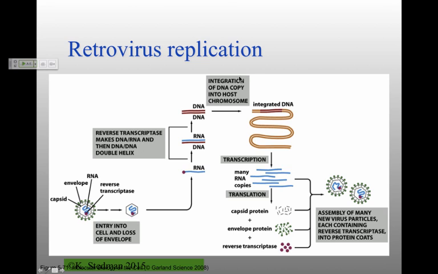This DNA now will get integrated into the host chromosome in a pretty random manner. Again, not dissimilar to these DNA-only transposons that are jumping around. And then this integrated DNA gets transcribed into RNA. That RNA encodes the proteins that then put the virus together, and the virus goes out, and this whole thing goes around again.